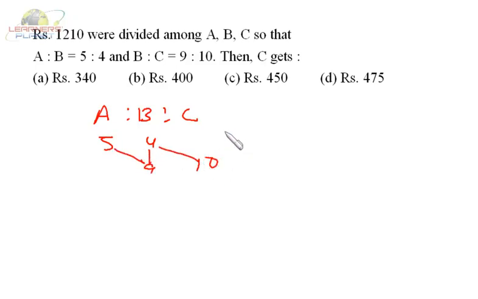So A is to B is to C will be 45, that is 5 into 9, is to 36, that is 4 into 9, is to 40. Now what is the part of C? It should be a multiple of 40. So among the options we have only one correct choice, that is rupees 400. Okay friends.